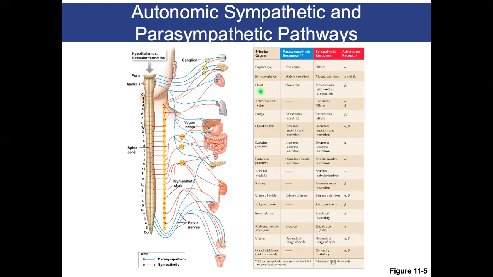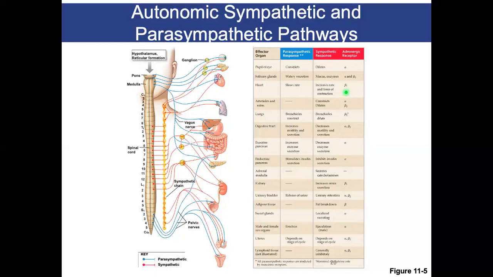So let's take a look at the heart, okay? The ones that I want you to know for the exam are the heart and the digestive tract. So heart, the sympathetic nervous system, is that going to excite the heart or is it going to slow down the heart? Okay, so if you look at the sympathetic response, it's going to increase rate and force of contraction for the heart. What's the dominant receptor on that heart? It's going to be beta 1.